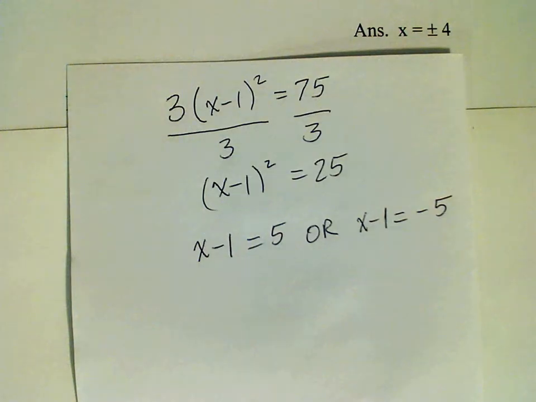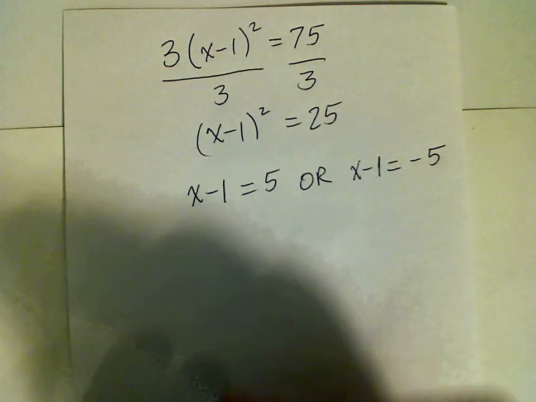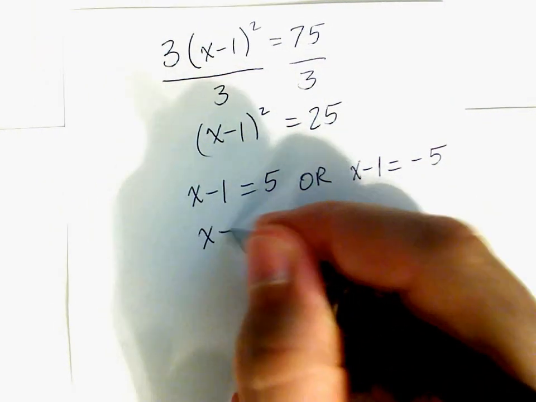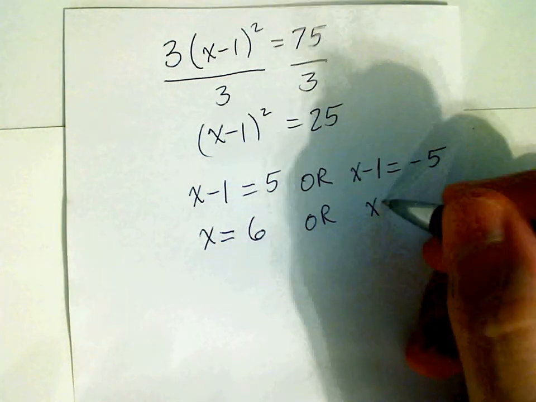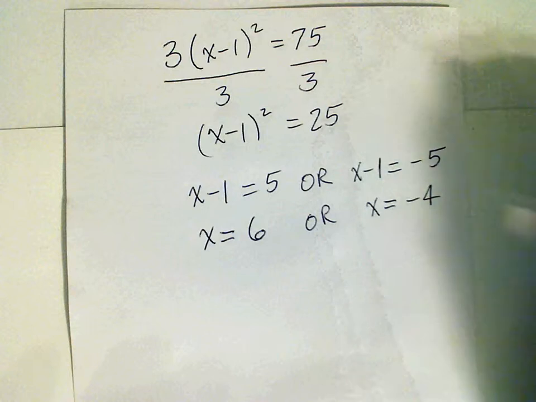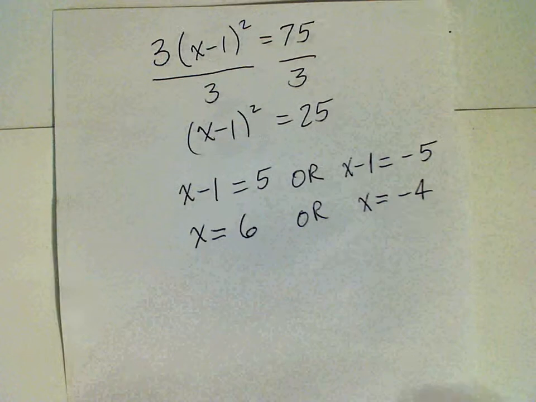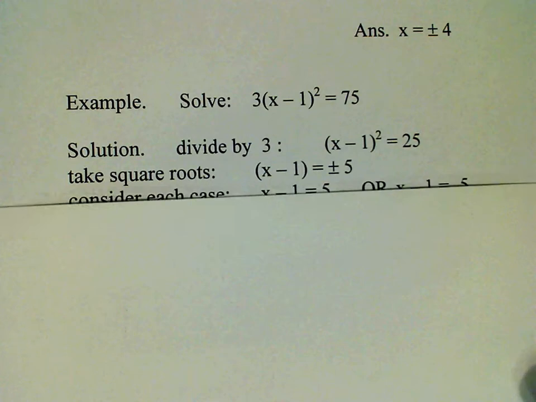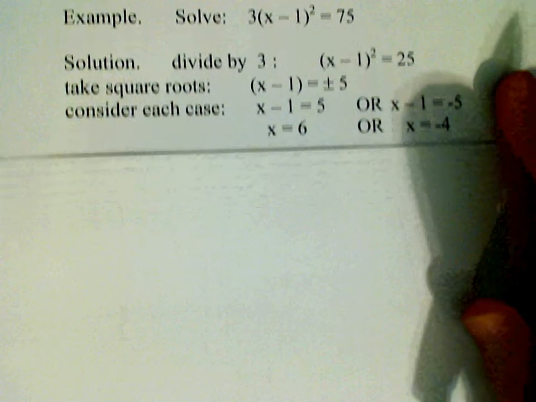And when we take those square roots, we have to allow for both possibilities. And now we have 2 equations to solve, and so we're going to solve each one. In each case, we need to add 1 to get our solution. In this case, it's x equals 6, and in this case, it would be negative 4. So we have 2 solutions to this second order equation. And the answer is sketched out here in the notes as well.